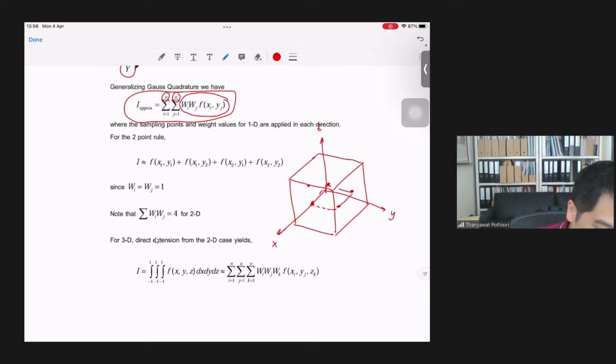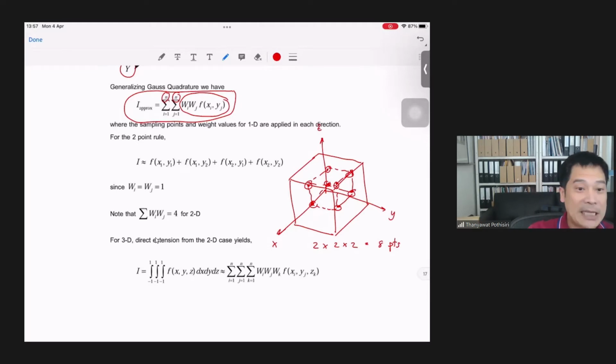So you would now have 2 by 2 by 2, right? 2 points in each direction. So you would have a total of 8 points. Okay, so 8 points, 1, 2, 3, 4, 5, 6, 7, 8, like this. Okay.